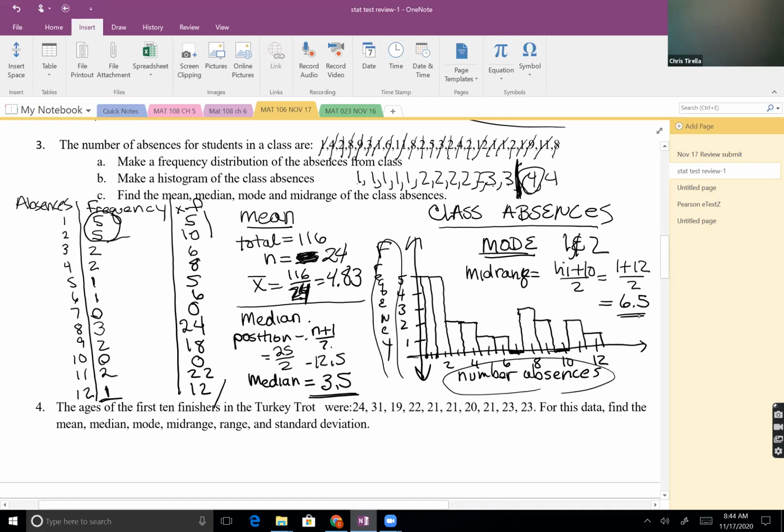Is that all right? Once I corrected my arithmetic. Sorry about that. How did you find the mode? I didn't see that. The mode is the most frequent. So we're looking for the highest frequency. Oh, yeah.